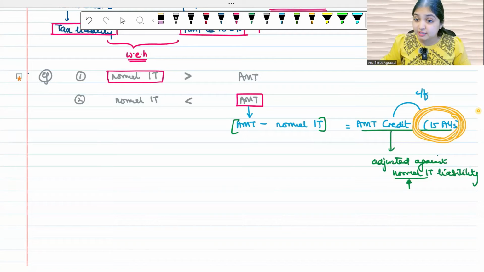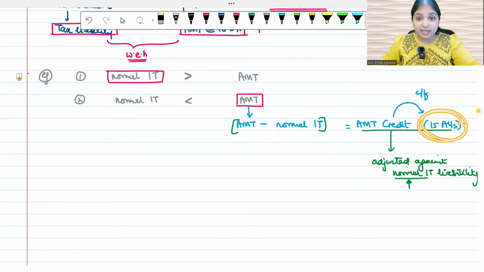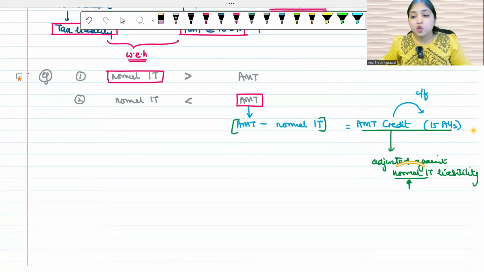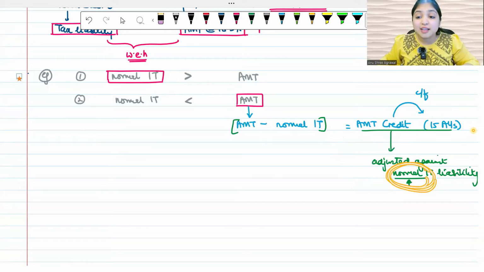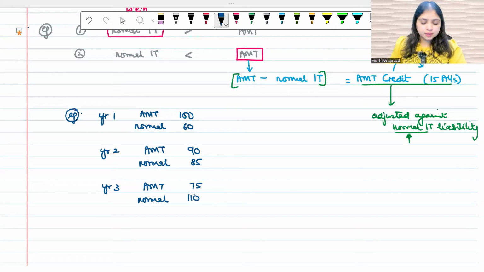In these 15 years, this AMT credit can be adjusted against normal income tax liability, which means in whichever year the normal income tax is more than AMT, that year I will pay normal income tax. So whenever I'm paying as per the normal income tax provisions, in those years I can adjust the AMT credit against the normal income tax and pay only the balance. All right, let me show you some examples to help you get a little better clarity about this.